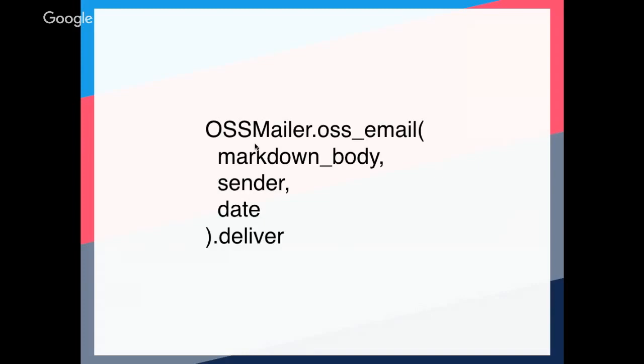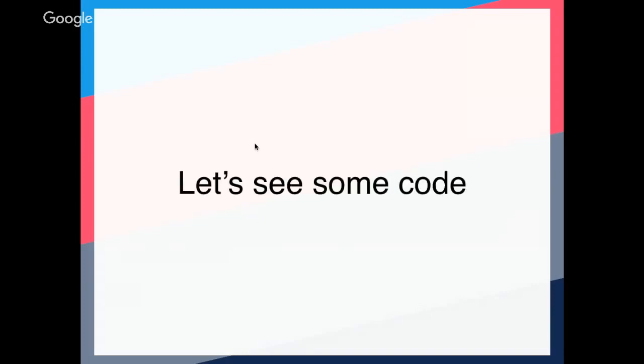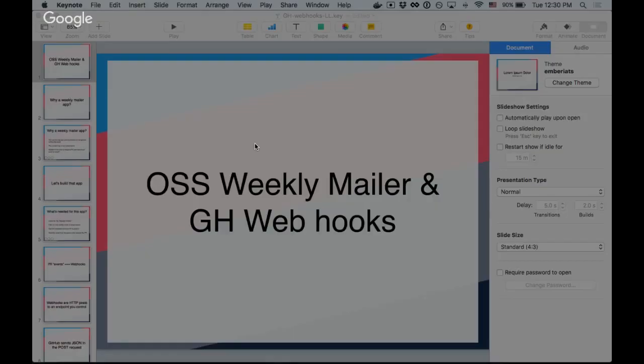So this is the final thing. And this is not actually how I write Ruby. I did this for the presentation to make it parsable. But I set these 3 variables. The markdown body is the thing that I went and fetched, the actual markdown. I wanted to identify who's actually sending this email, and then what's the date that this email should have. And then the OSS mailer handles parsing the markdown and formatting it and building the title for us too. So let's see some code.